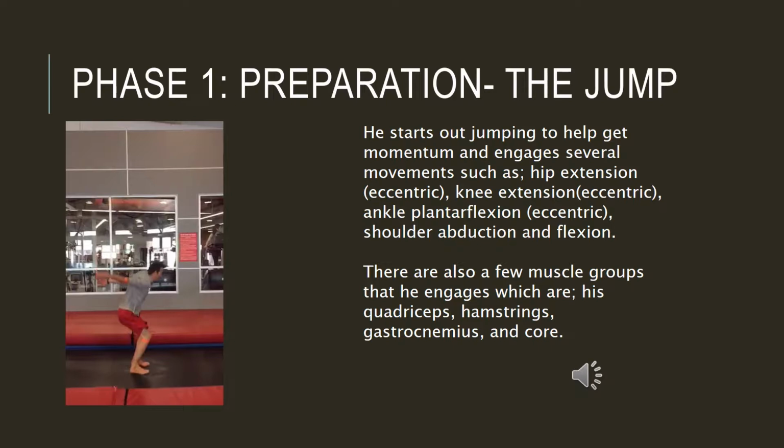He starts out jumping to help get momentum and engages several movements such as hip extension, eccentric movement, knee extension, eccentric, ankle plantar flexion, eccentric, shoulder abduction, and flexion. There are also a few muscle groups that he engages, which are his quadriceps, hamstrings, gastrocnemius, and core.